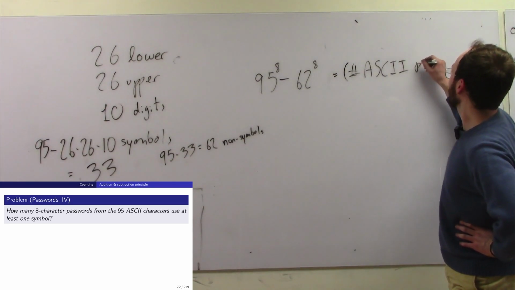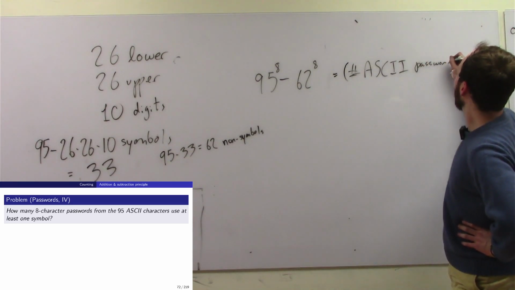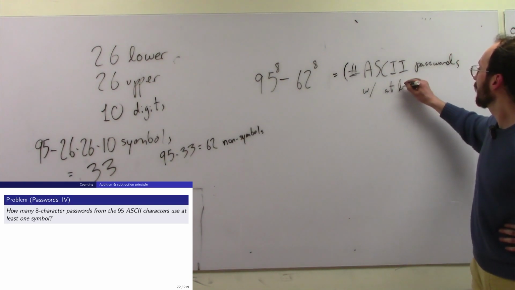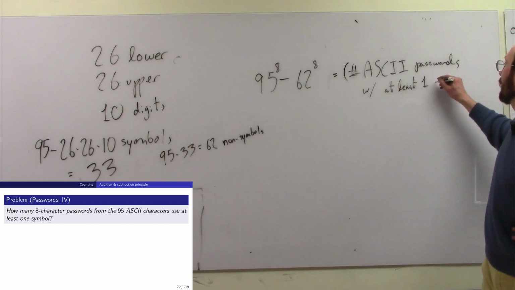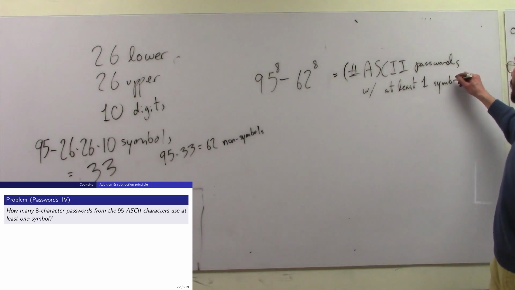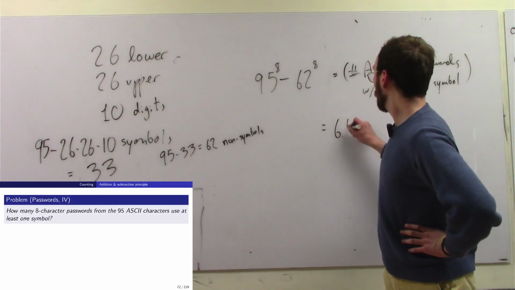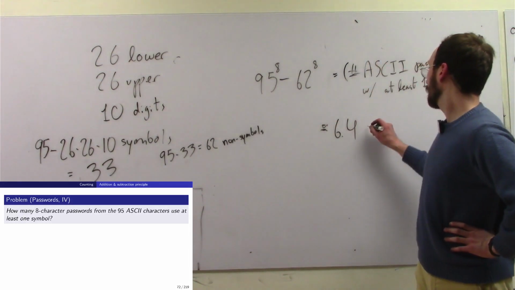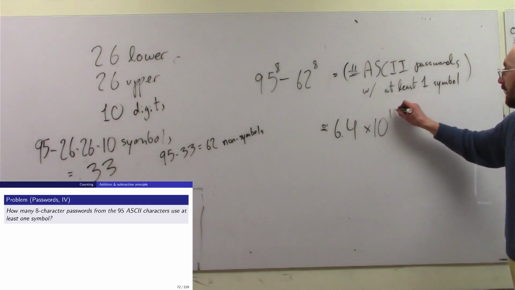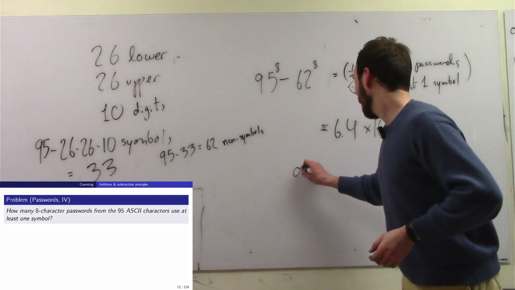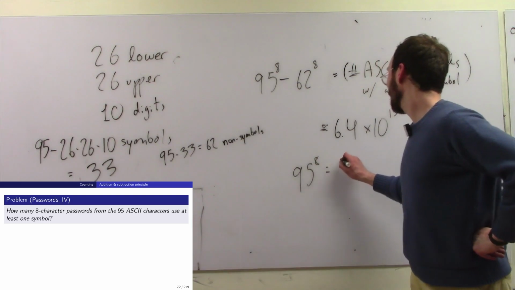Number of ASCII passwords with at least one symbol: 6.4 times 10 to the 15 or so. 6.4 times 10 to the 15. I think it's worth comparing that to the 95 to the 8. Thank you, I was actually going to ask. 6 times 10 to the 15.